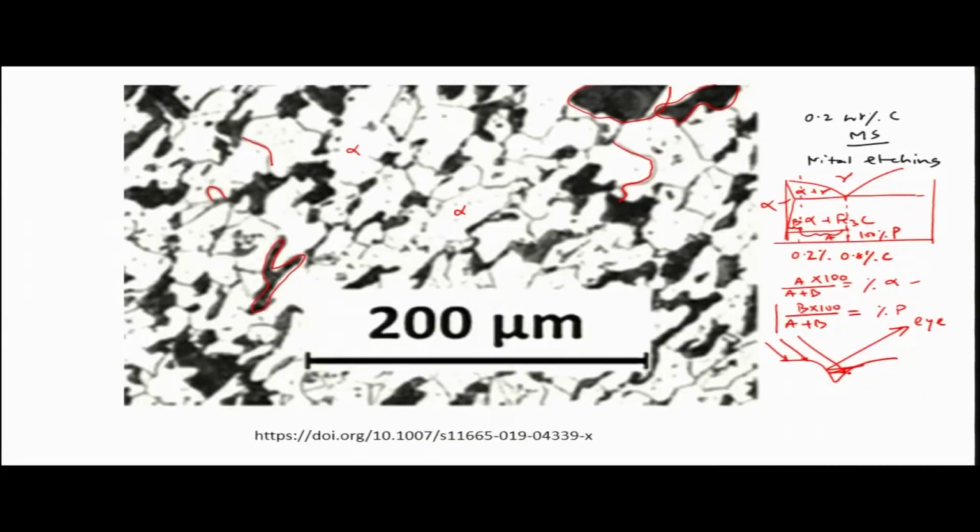So, I just wanted to show you the typical picture we get in case of mild steel, when we have an optical microscope, when we metallographically prepare the sample and etch it in Nital, and that is the typical structure you get. If you want to see this particular structure, you can refer to this particular paper. This is the work done at IIT Kanpur. Okay. So, now coming back to our discussion.